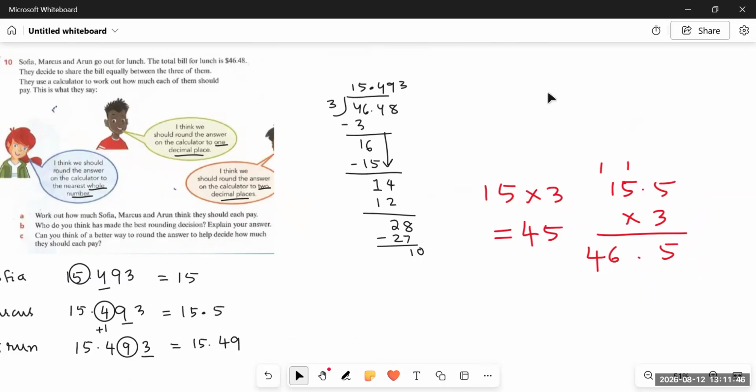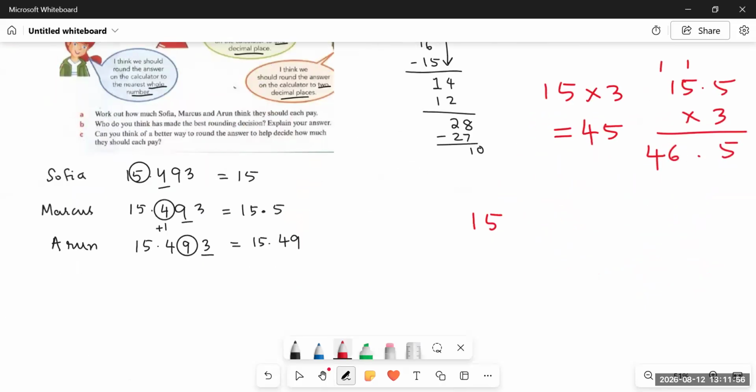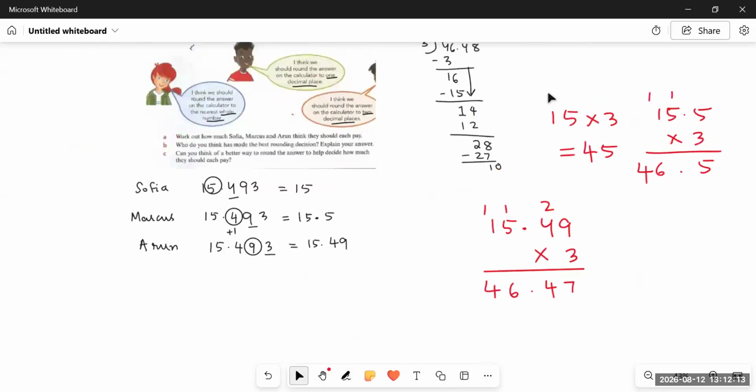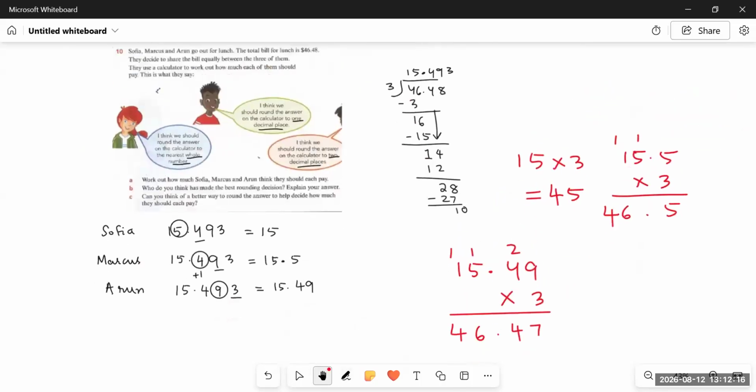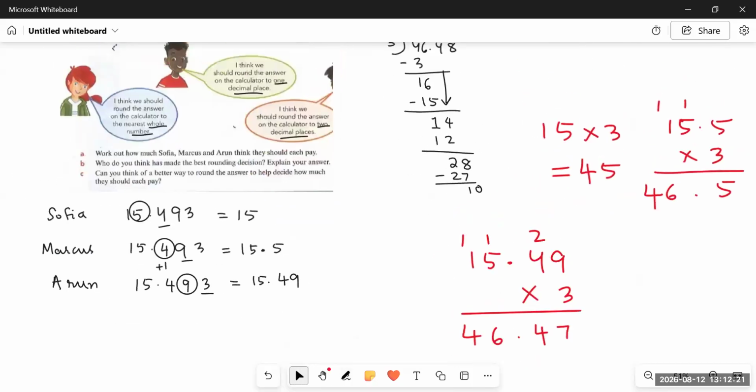Also, $0.02 would be left. That could be paid as a tip. And if we talk about Arun, if everybody is paying 15.49, the total amount will be 3 nines are 27. 3 fours are 12, 13, 14. Sorry. And 3 fives are 15, 16. 3 ones are 3. It will be 46.47. Still, it is less than 46.48. $0.01 would be remaining. So whose decision would be best?